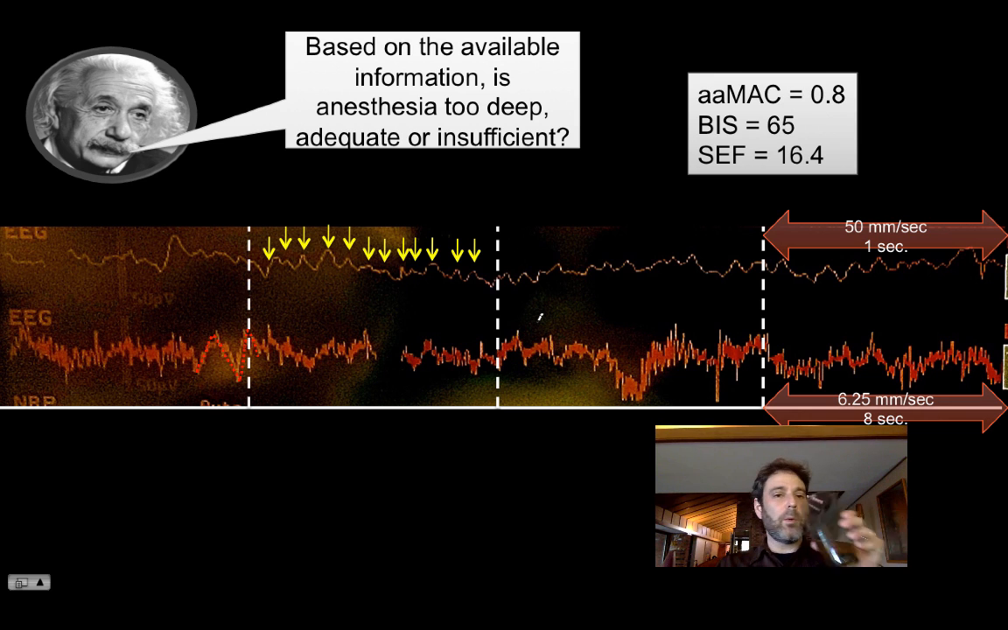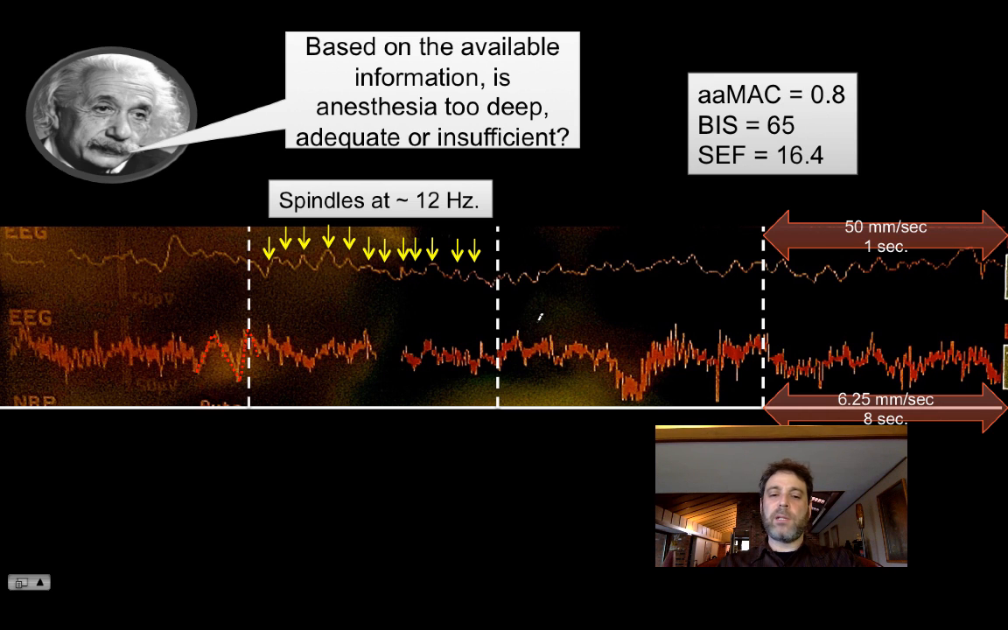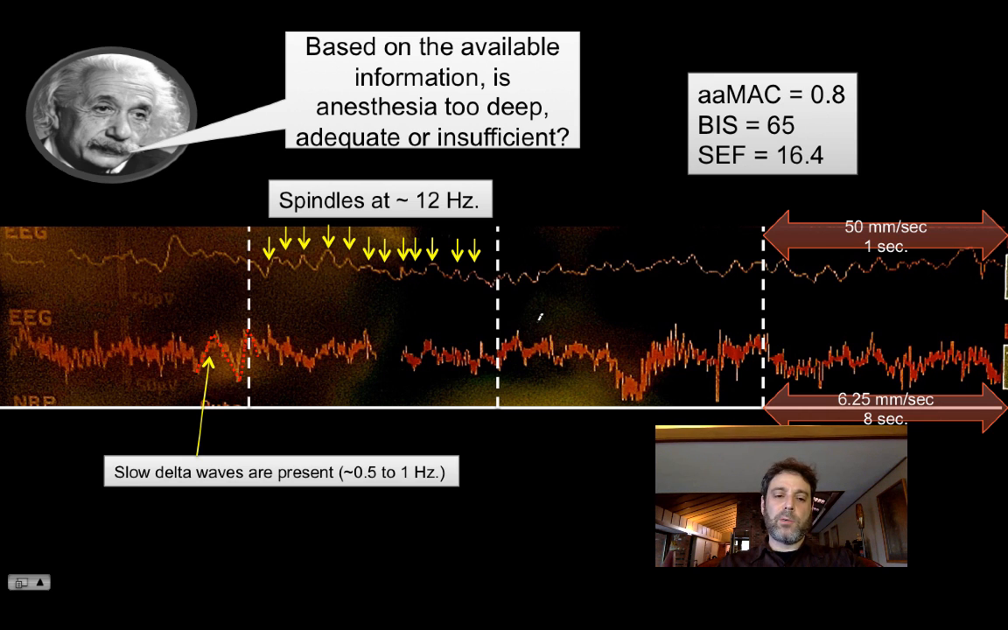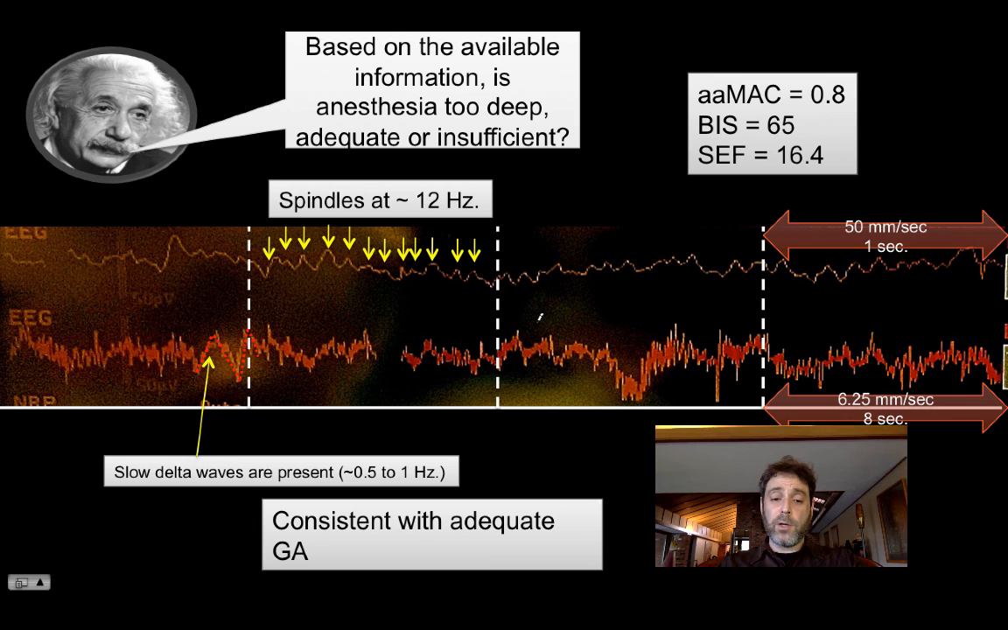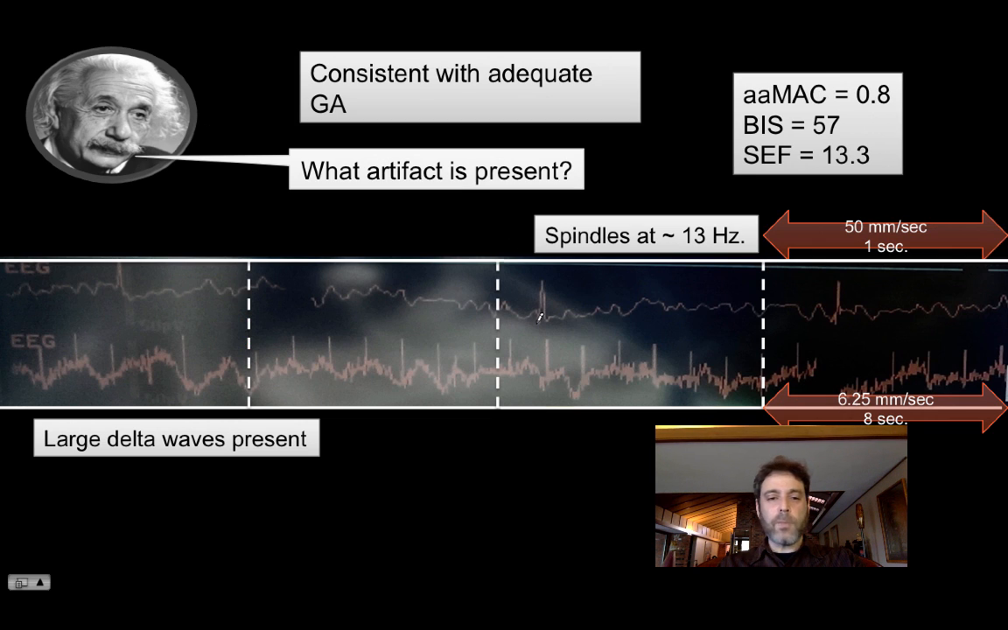Okay, how about this one? Let's move more quickly now, so I'm not going to count. We've got spindles at 12 Hertz. We've got delta waves at less than 1 Hertz. So that's consistent with adequate general anesthesia. Remember, you can stop the video at any time to look yourself.